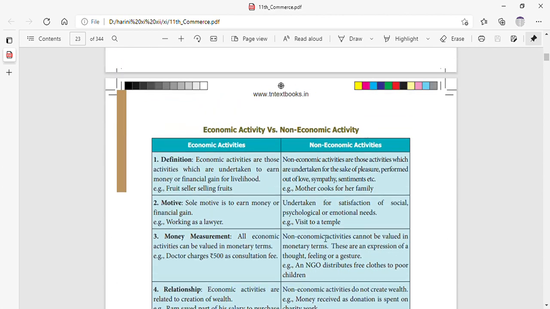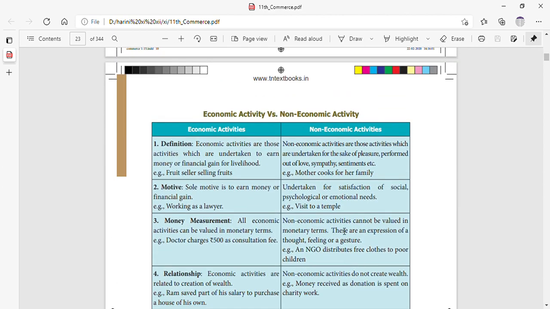So going to non-economic activities. See, non-economic activities are done for the sake of pleasure or love, sympathy or sentiments. So it is a social or psychological or emotional need. So why do you go to a temple? So it satisfies your emotional needs. So it is not expressed in monetary terms.